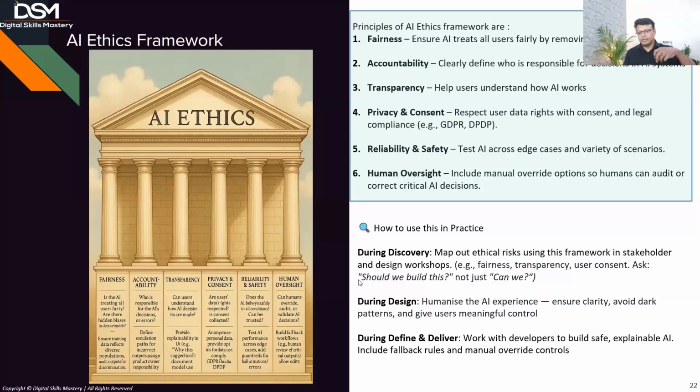And when you're in the deliver and define phase, work with developers to build something which is safe, which is explainable, and includes fallback rules and manual override controls. Very important. If something is going the LLM way or the generative AI way, there should be an override possible in those cases, so that there is a chance of human intervention and to rectify if there's any mistake. So these are the things to keep in mind when you are in these different phases of the product development life cycle.